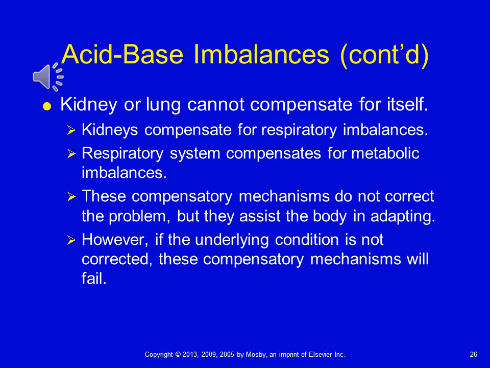Recall that the kidney or lung cannot compensate for itself. Therefore, the kidneys compensate for respiratory acid-base imbalances, and the respiratory system compensates for metabolic acid-base imbalances. Acid-base imbalances are caused by excesses or deficits of carbonic or metabolic acids, manifested as changes in level of consciousness and abnormalities in PaCO2, HCO3, and pH.